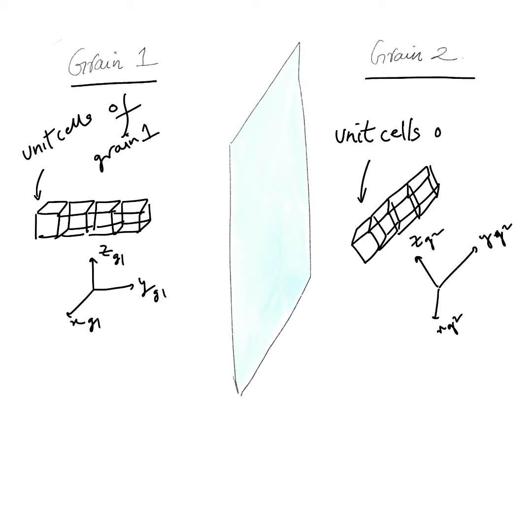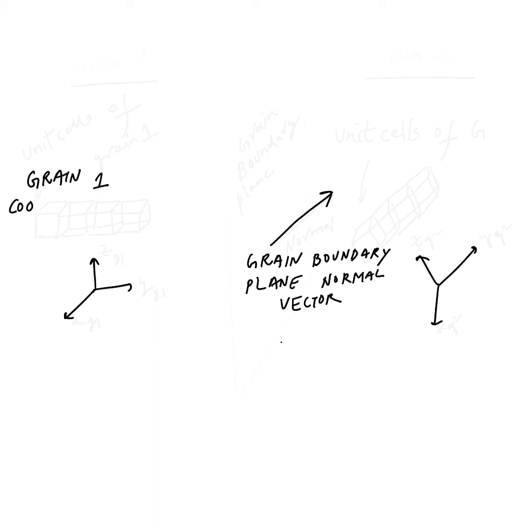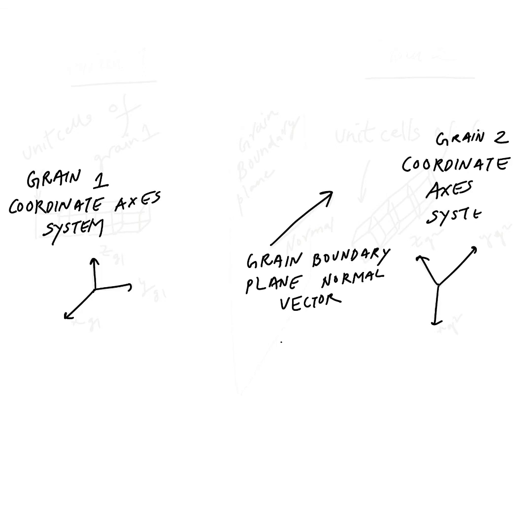Now as you can see, the unit cells of grain 1 and grain 2 are misoriented with respect to each other and the grain boundary plane exists between these two grains. So we are looking at two things. One is the grain boundary plane normal vector and second is the misorientation between the coordinate axis system of two grains. Grain 1 coordinate axis system as you can see on the left side and grain 2 coordinate axis system as you can see on the right side.